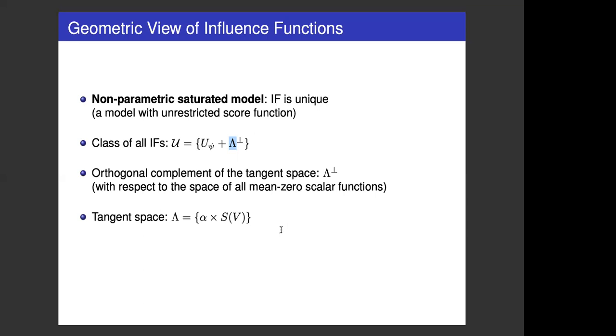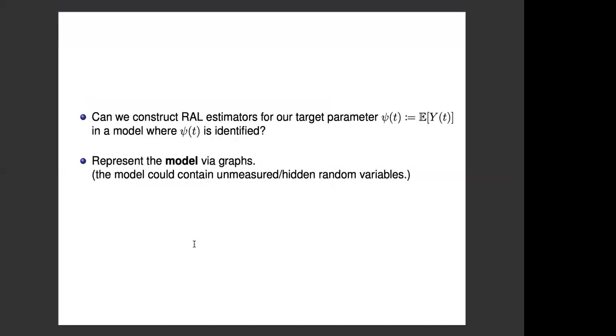And in this class, there is one influence function that achieves the semi-parametric efficiency bound, which yields an estimator with the lowest variance. And what is that? It's the unique element in the tangent space, and we obtain it by projecting an influence function of choice onto the tangent space. Usually this influence function is the one that we derive using the pathwise derivative scheme. So to reiterate our objective: we want to construct RAL estimators for our target parameter, the counterfactual mean, in a model where the parameter is non-parametrically identified. We want to work with models that are representable via graphs, and of course, we are allowing for unmeasured random variables.